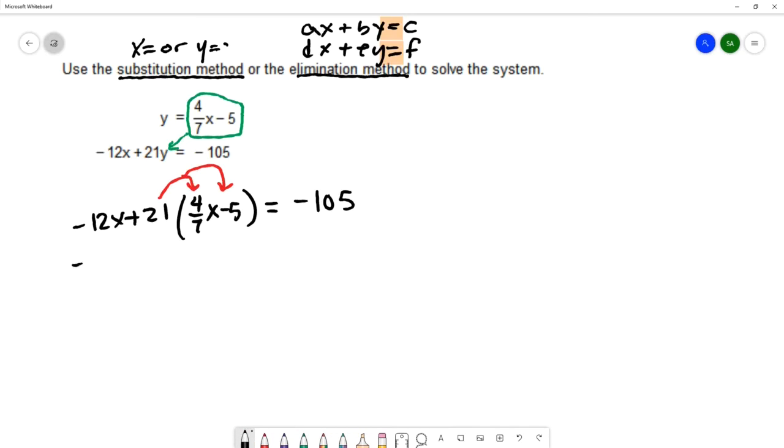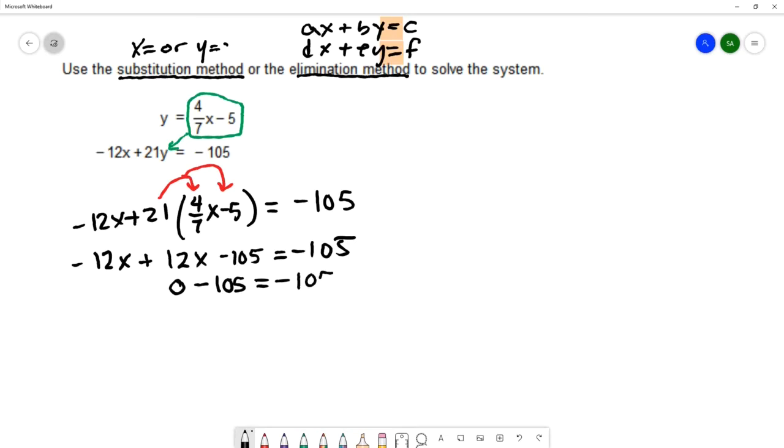That's going to give me negative 12x plus, well, when I multiply the 21, 7 goes into 21 3 times, and 3 times 4 is 12. So I have a 12x. And then 21 times 5 would be 105. That's a minus 105. So I've got an equation with only one variable in it. I'll start combining those variables together. Negative 12x plus 12x comes out to be 0.